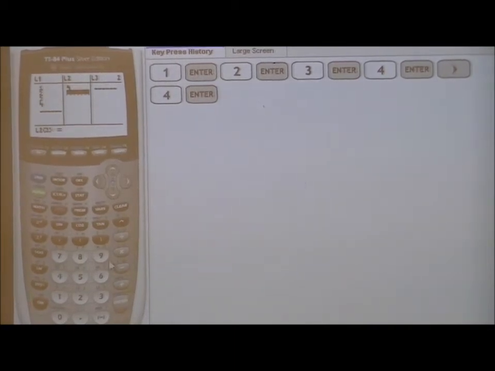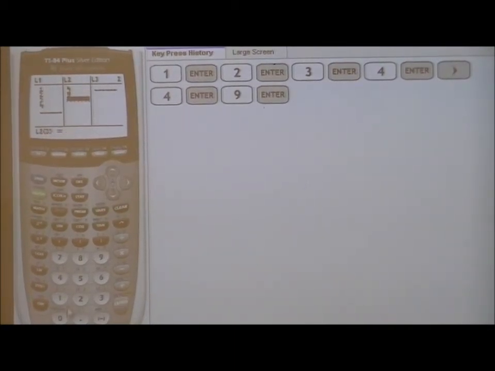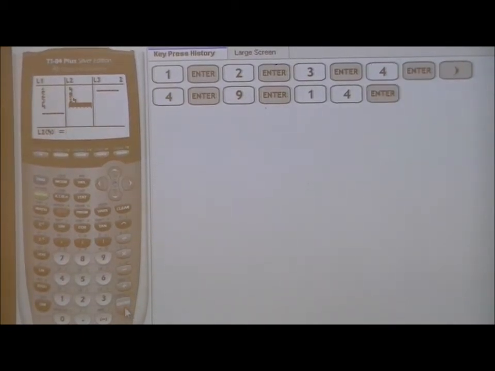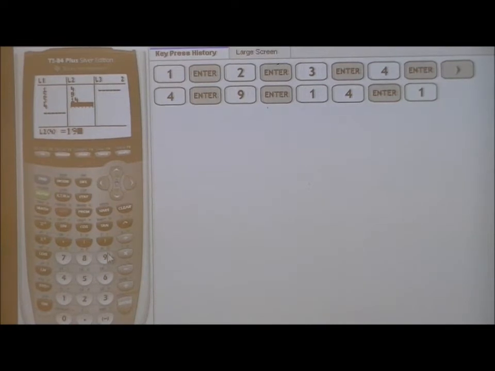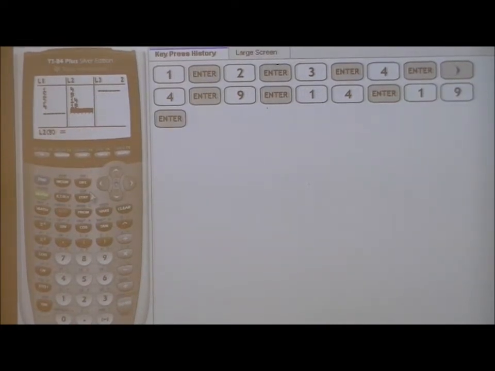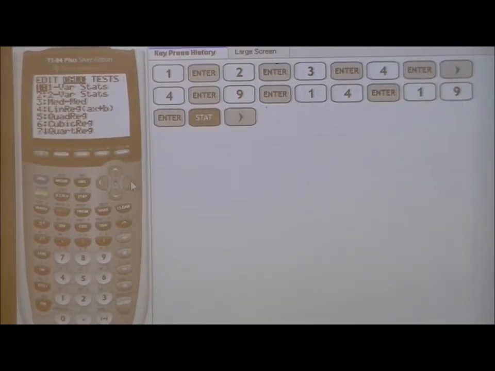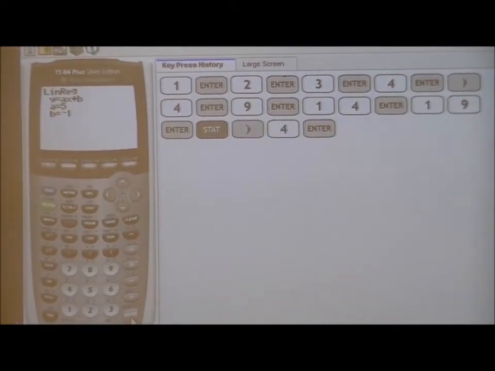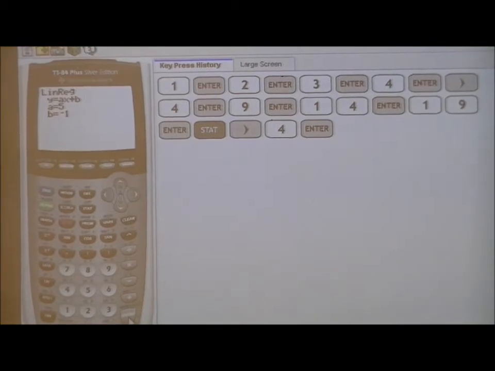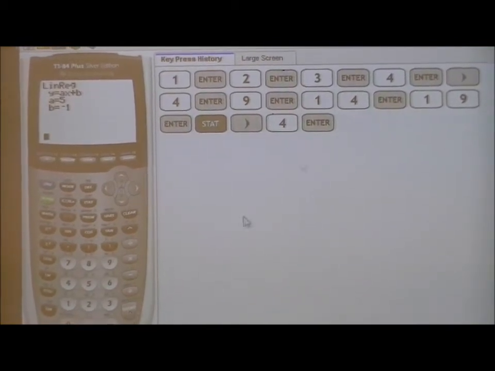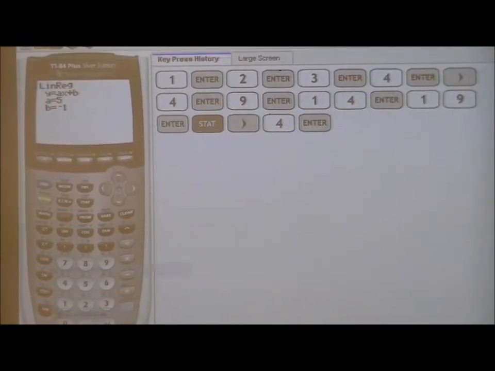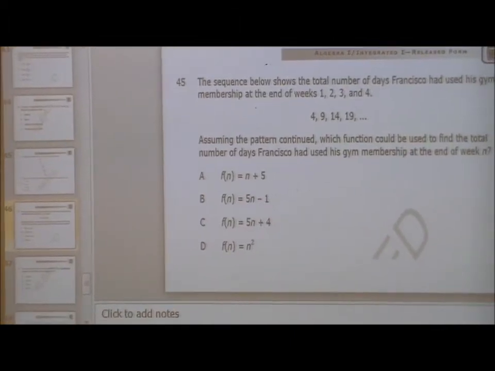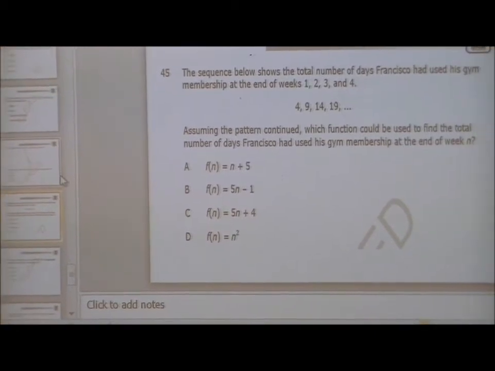4, enter, 9, enter, 14, enter, 19, enter. Okay, now we can go get our equation, STAT CALC. Number 4, your linear regression equation. Hit enter, and we see that the answer has to be f of n equals 5n minus 1, because our a is 5 and our b is negative 1. So the answer is B. Now let's move on to number 46.